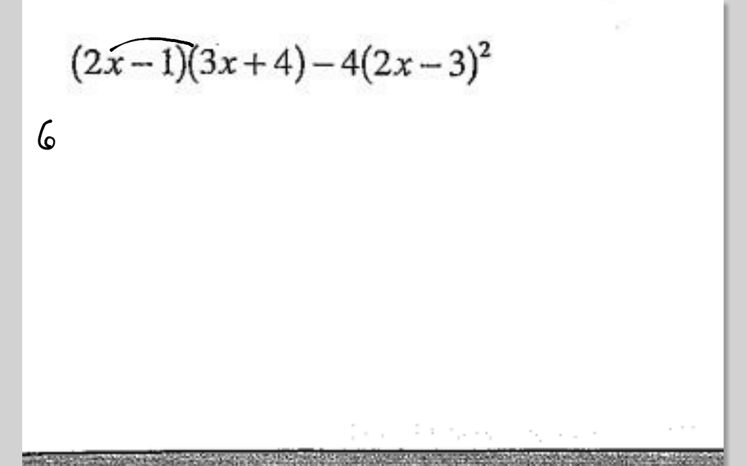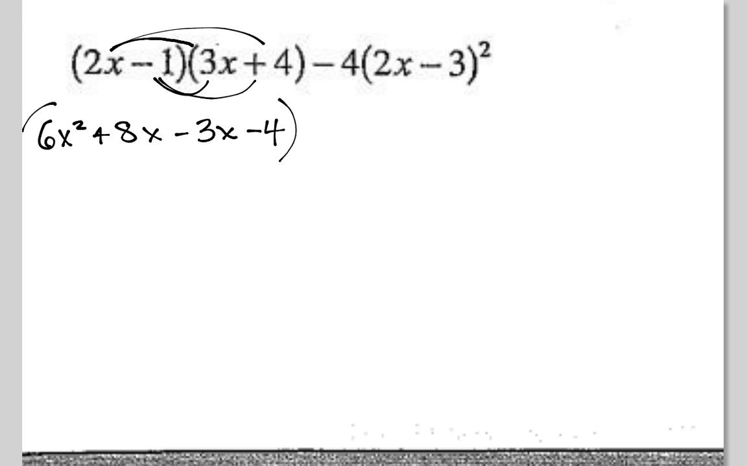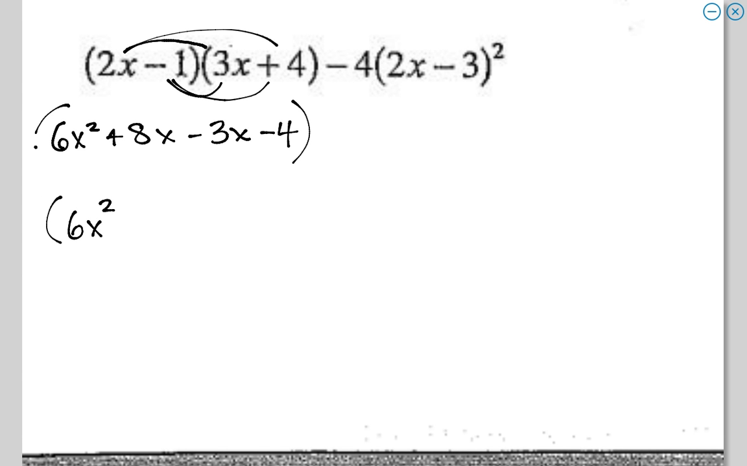2x by 3x, 2x by 4, minus 1 times 3, and minus 1 times negative 4. Wrap that in a bracket, because that's the result of the first product. And I'm actually just going to clean that up before I move on, because 8x take away 3x is 5x. Now I'll move on to the second part of this problem.